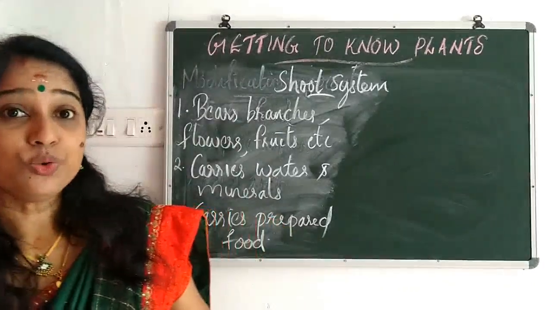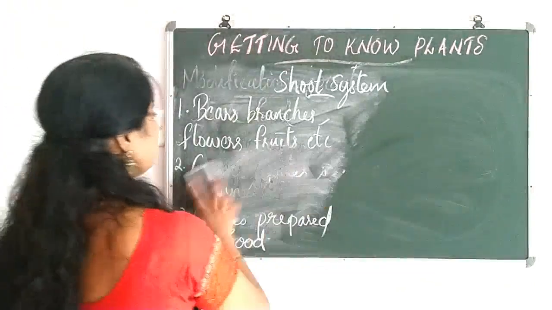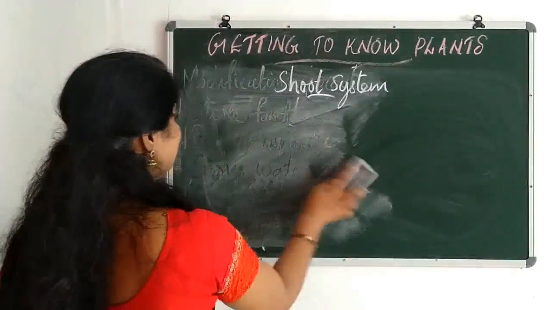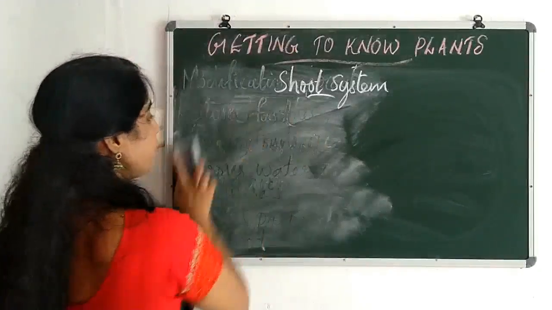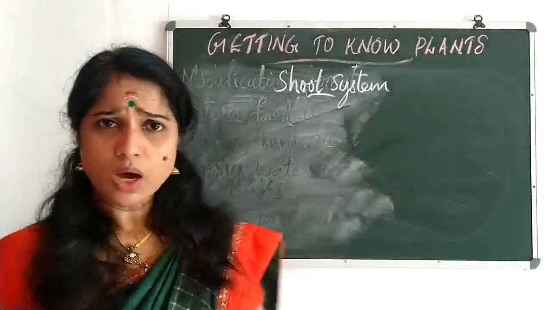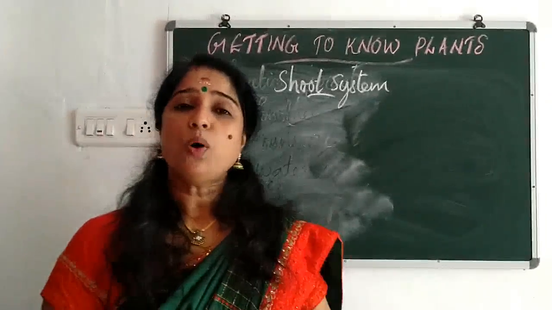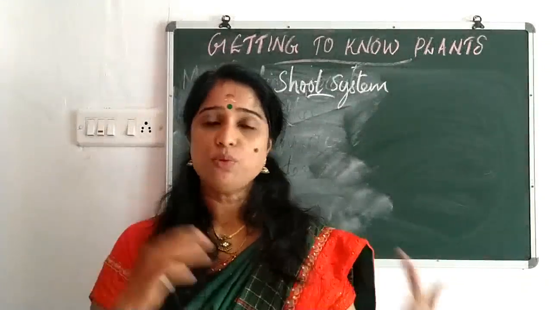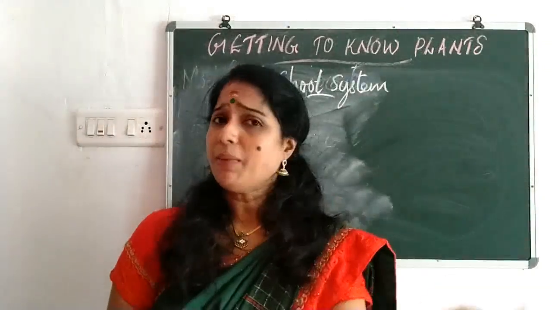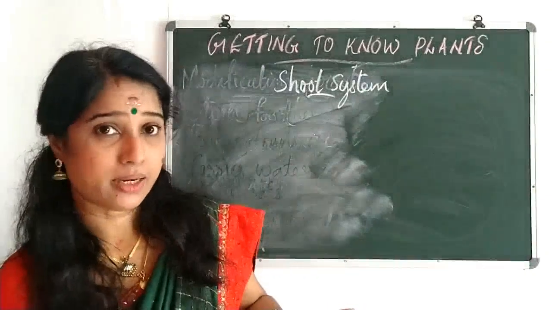Now we can move on to the how. The stem carries the water and minerals and the food. Don't you want to know how it is possible for the stem to carry it? You know that in our body, blood is carrying all the food materials, waste, etc. But in the plant, you cannot see the blood.